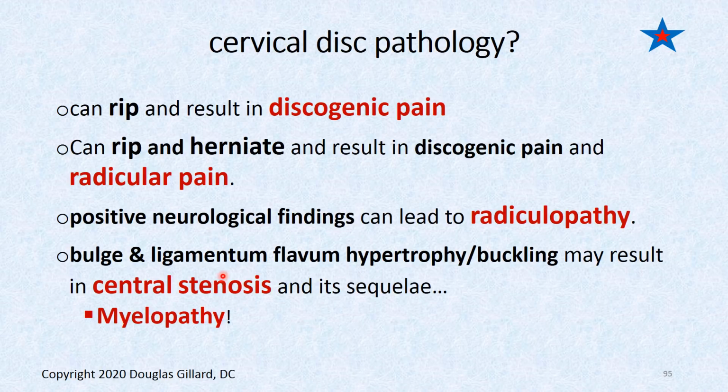You can also have problems with ligamentum flavum. Did we look at that? I think we did look at that. Bulging and compressing those neural structures, resulting in radicular pain. Or central stenosis. You can have myelopathy, neurogenic claudication, and things like that.